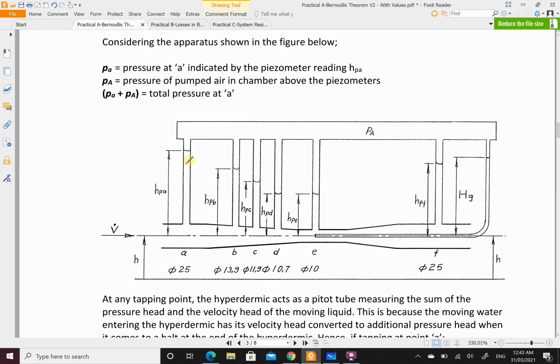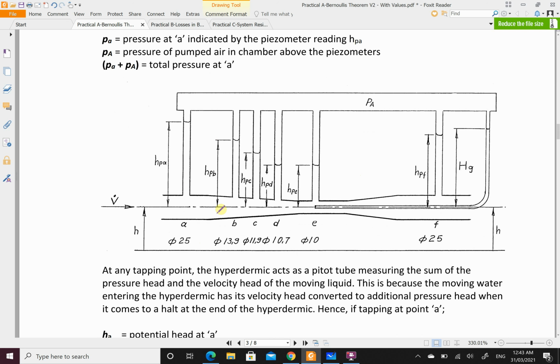So A is this piezometer here. B, C, D, E. Alright, we've got F and G over here. I'll go through this when it's all set up, but this is a schematic of it. So obviously we have some flow, which is our V dot, which is our Q. So flow runs through it.